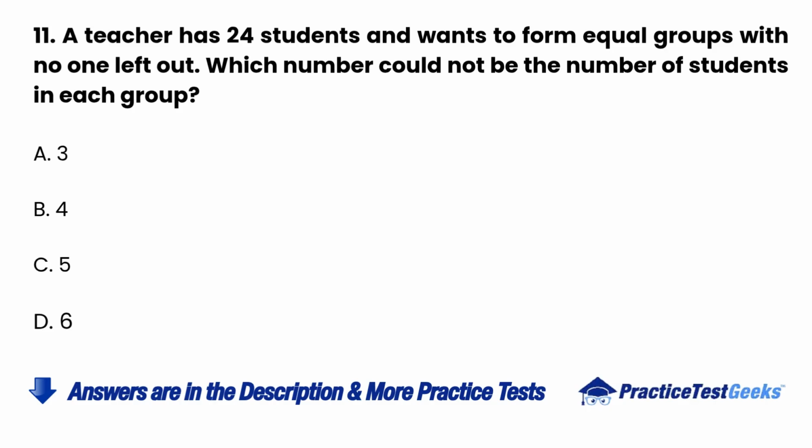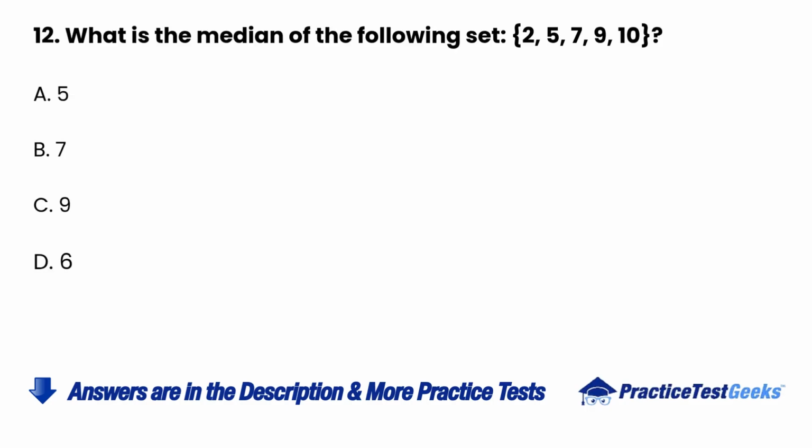11. A teacher has 24 students and wants to form equal groups with no one left out. Which number could not be the number of students in each group? A. 3. B. 4. C. 5. D. 6.